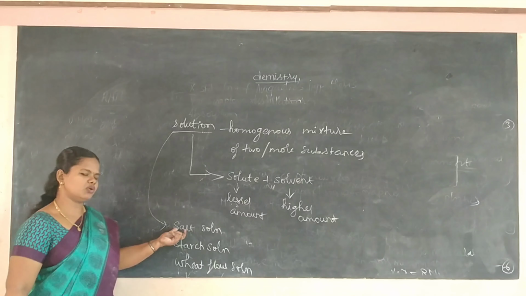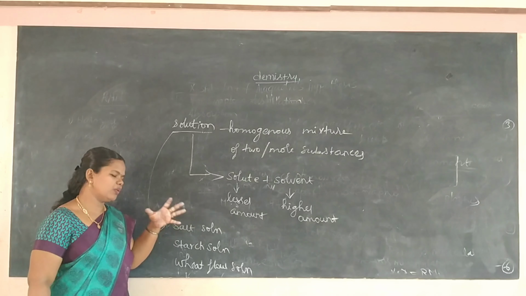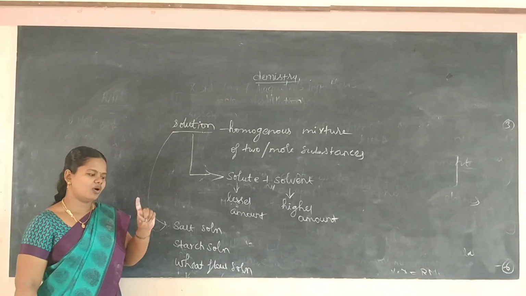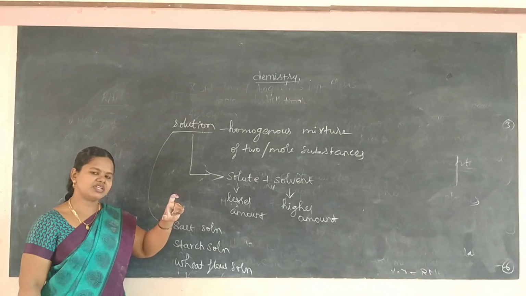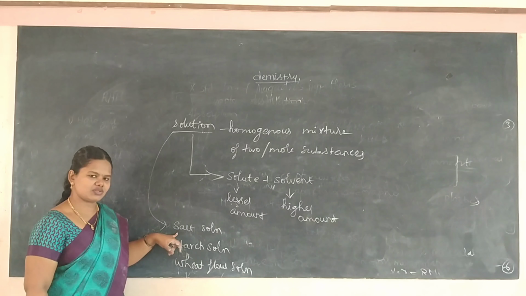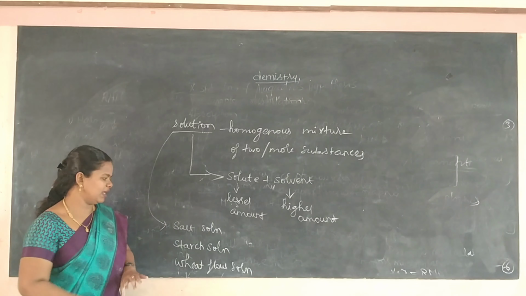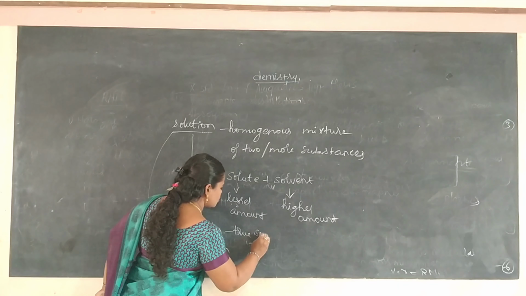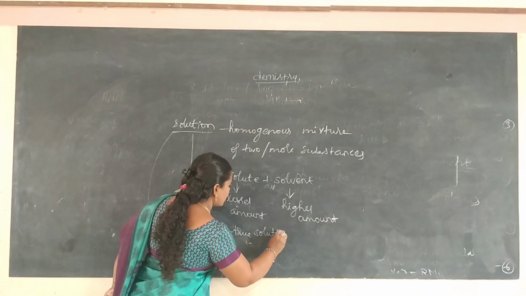So here, salt solution. What do you infer? When you dissolve some salt in water, you will get a single layer. It will look as if it is water only. If you drink it, only then can you differentiate that it is a salt solution. So you can see only one layer. So it is known as what? True solution.